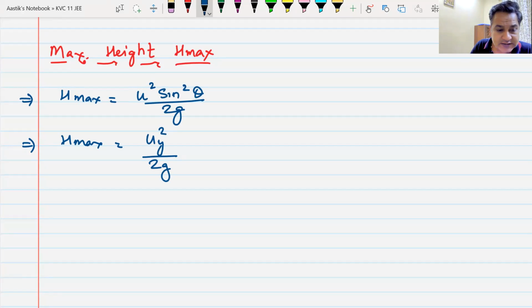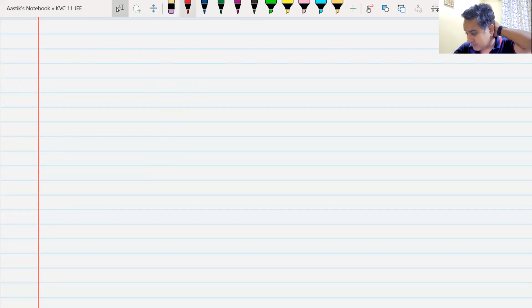I hope we are understanding this. Yes or no? That is the formula for maximum height. All these formulas you must remember in whatever ways that you can. The third one is for the horizontal range.